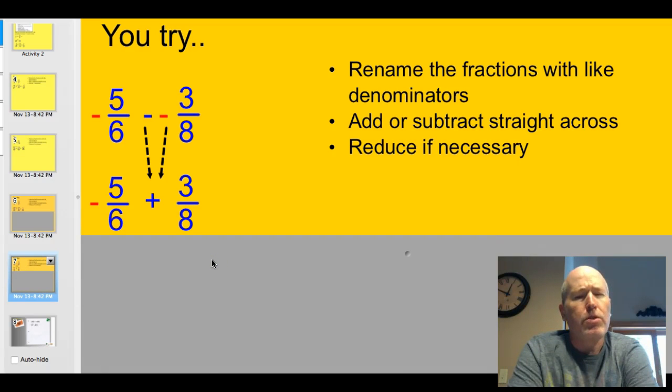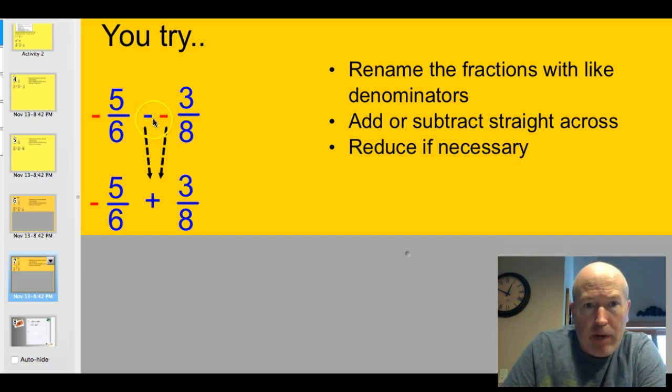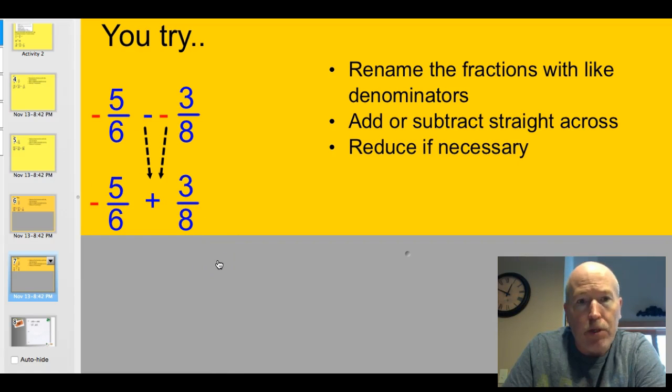Did you switch those two negatives to a positive? If not, try the problem again. Go ahead and pause it again. All right. Yeah, that's the first thing I did. Whenever I see this minus and negative, I'm just going to rewrite the problem as negative 5/6 plus 3/8. It's just going to make your life so much easier.